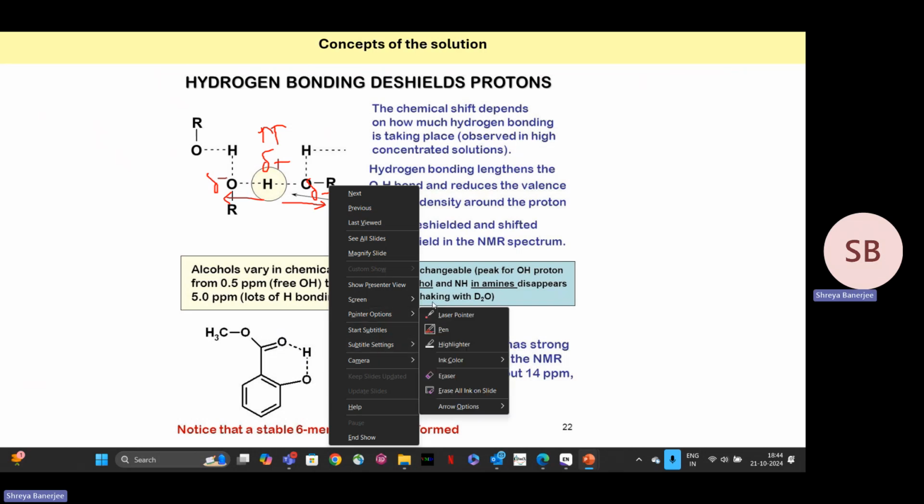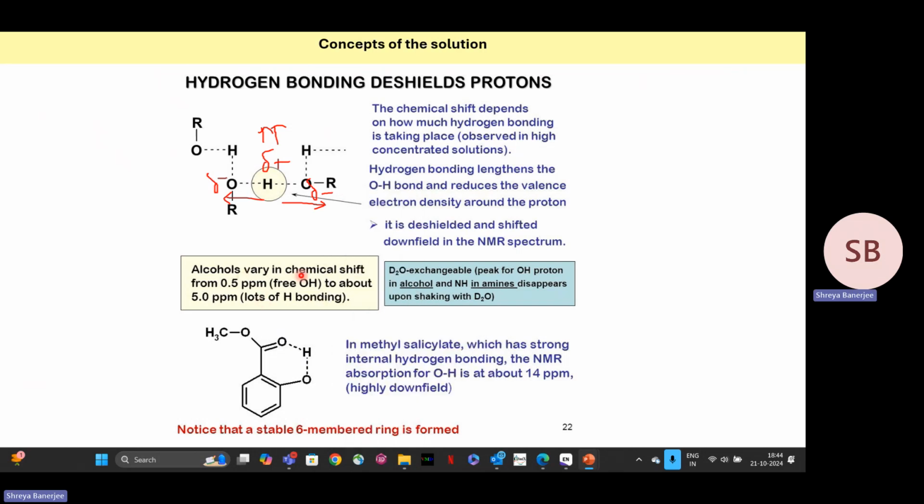Now, alcohols generally have chemical shifts if it's a free alcohol from 0.5 ppm to if it has a lot of hydrogen bonding 5 ppm. But methyl salicylate has an abnormally high of 14 ppm. That is because there is an intramolecular hydrogen bonding. You can see within the same molecule, the OH and the C double bond O at the ortho position is forming a hydrogen bond.